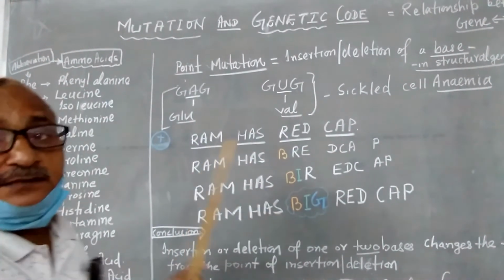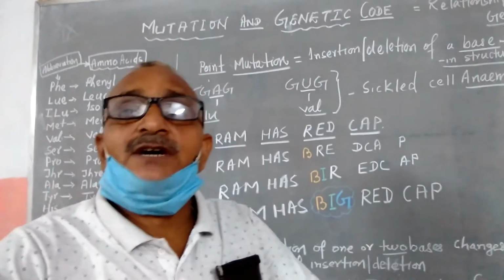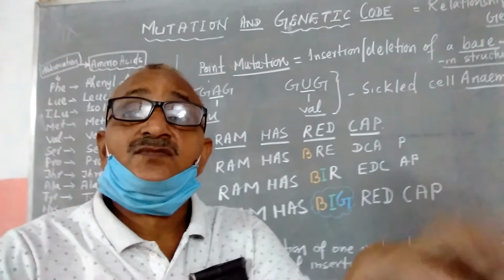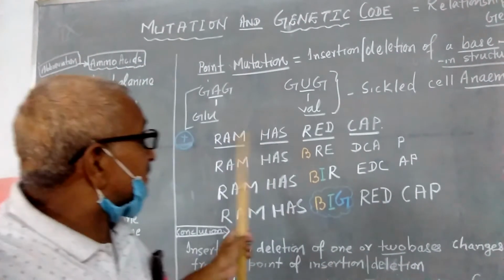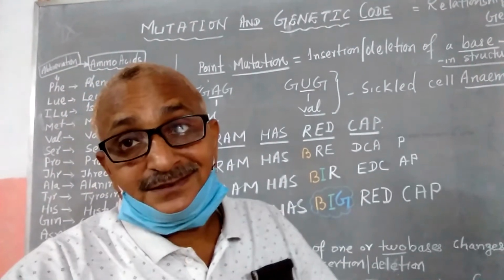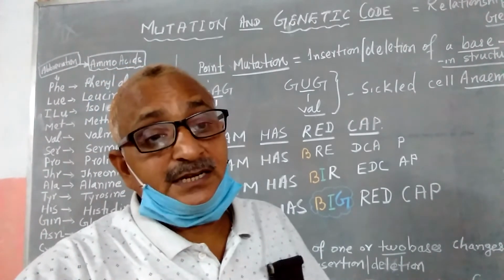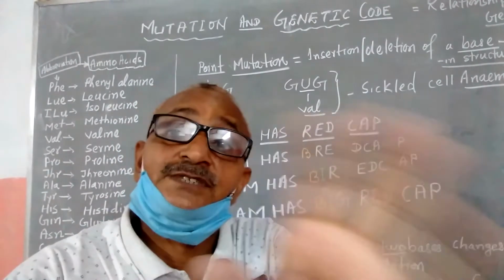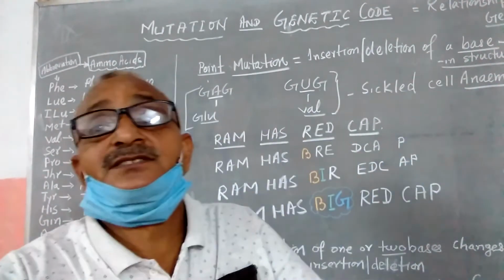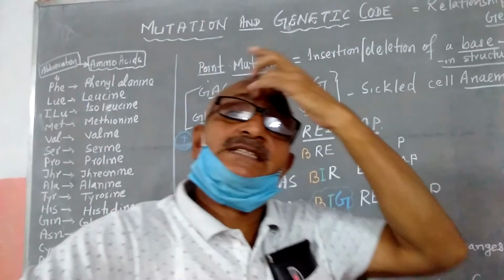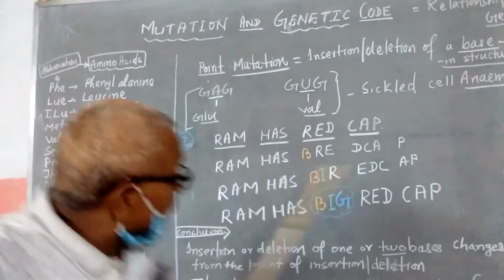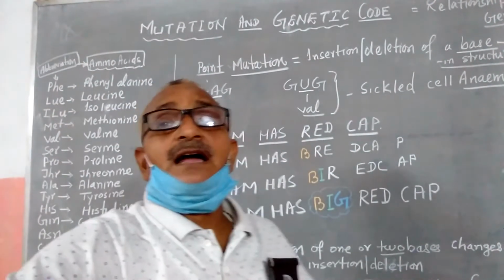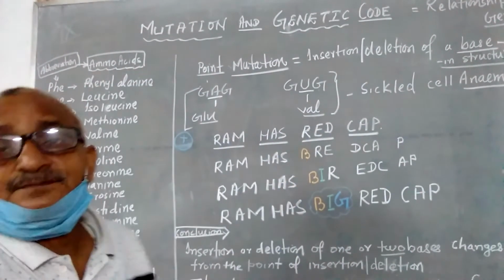Now, in addition, here one by one, 3 bases are added. Maybe deletion. Since the genetic code is a triplet, the example is given with words which are all made up of 3 letters, like 3 bases make one amino acid. So suppose that Ram has red cap. It has a meaning. Ram has red cap.